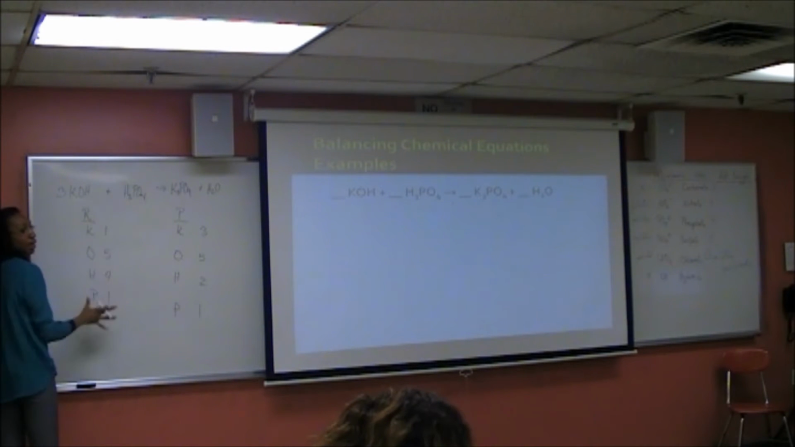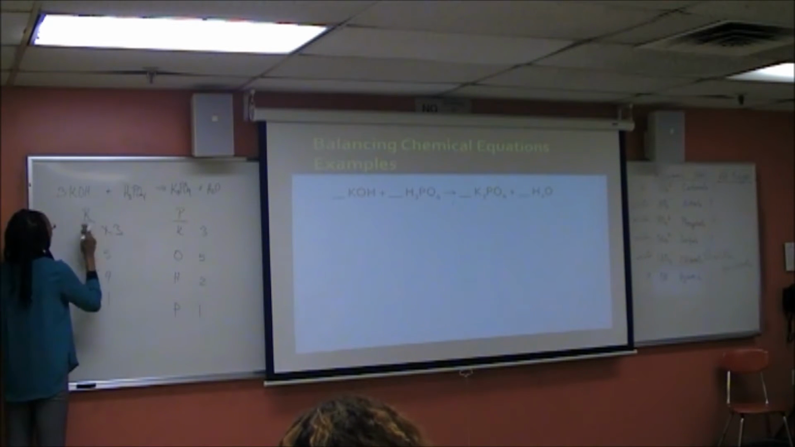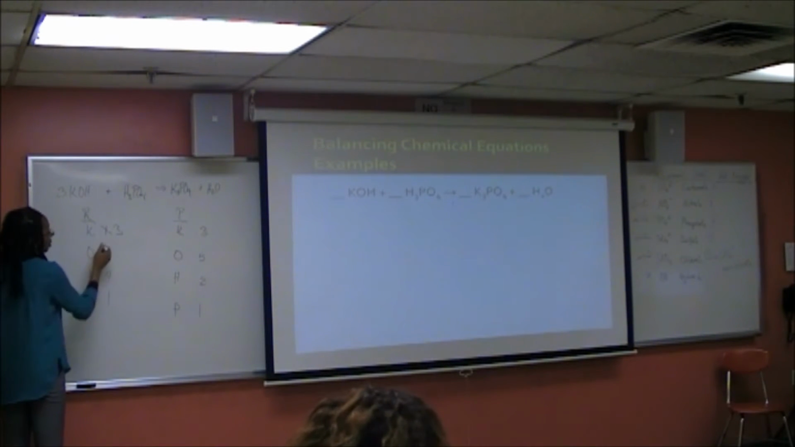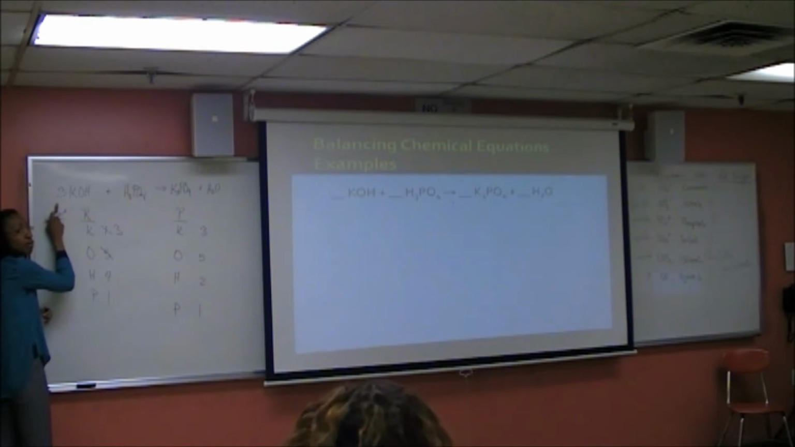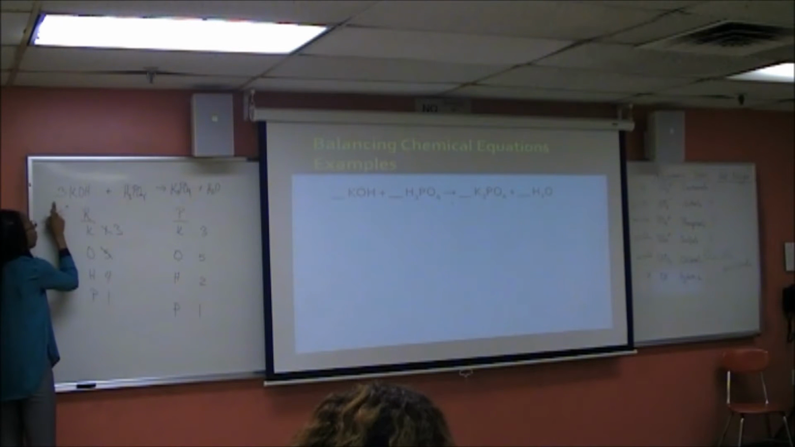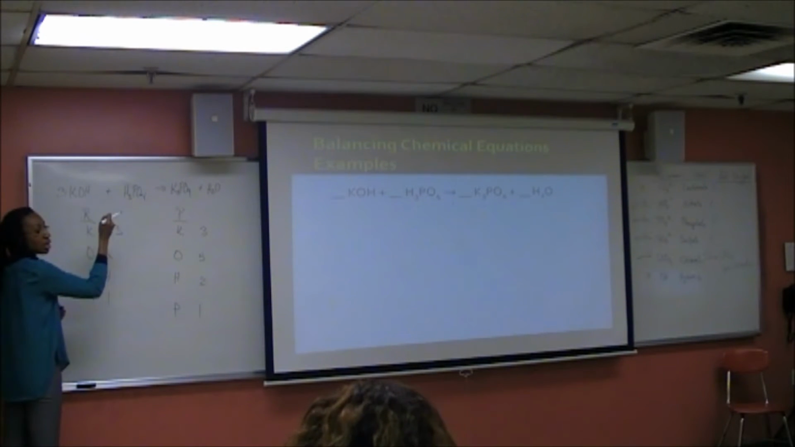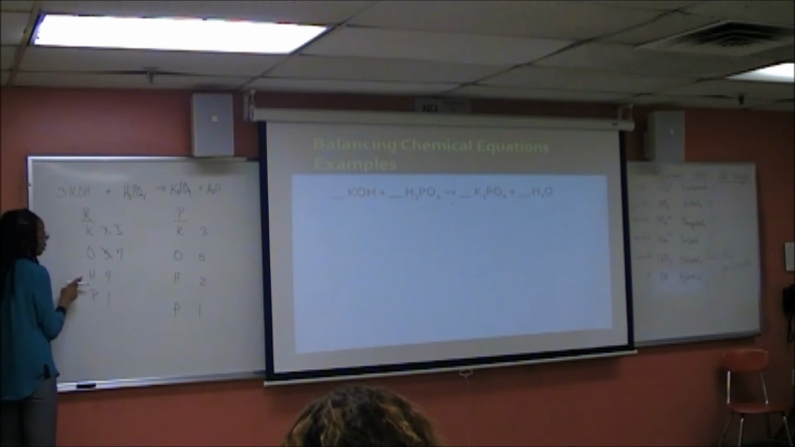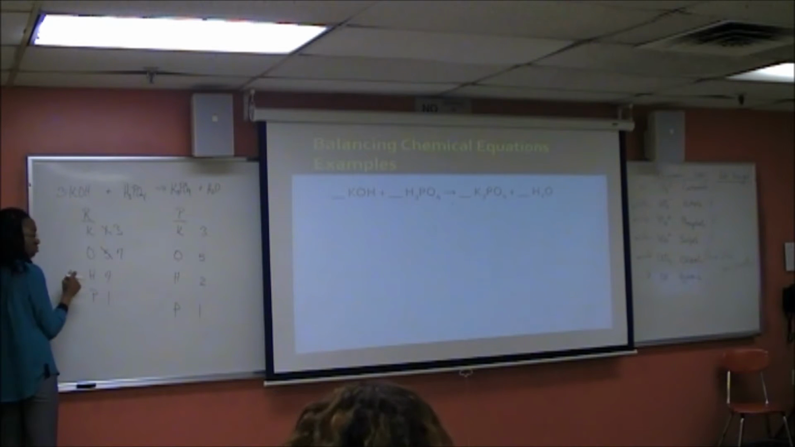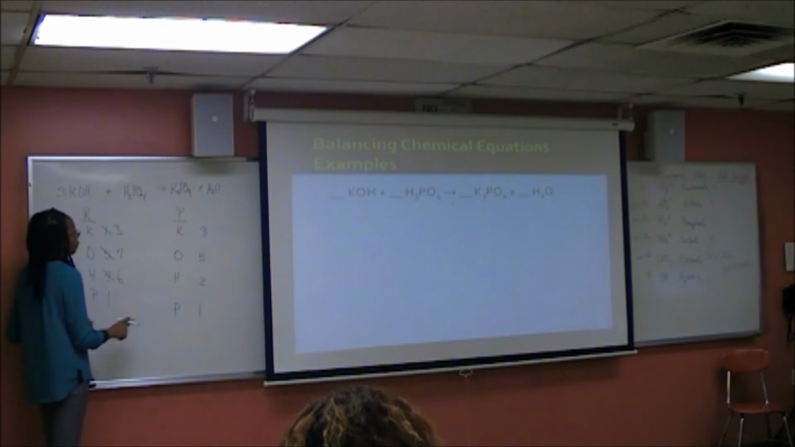So now we've got to reevaluate everybody. How many potassiums do we have now? 3. How many oxygens do we have now? Remember, your coefficient multiplies by your subscript. How many do we have here? 3. How many do we have here? 4. Add that together, 7. How many hydrogens do we have? I mean, 6. Phosphorus stays the same.